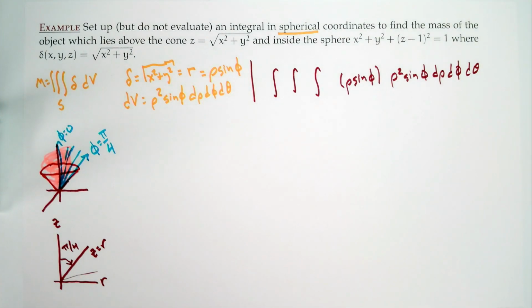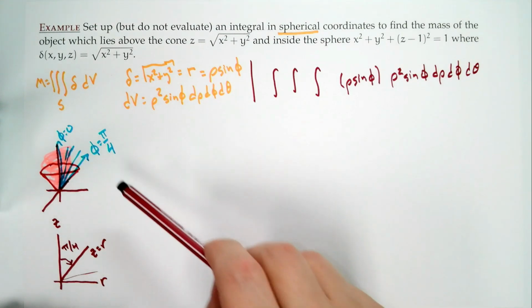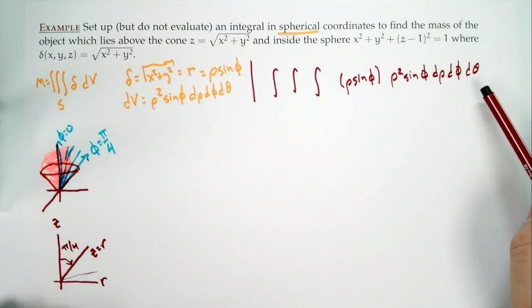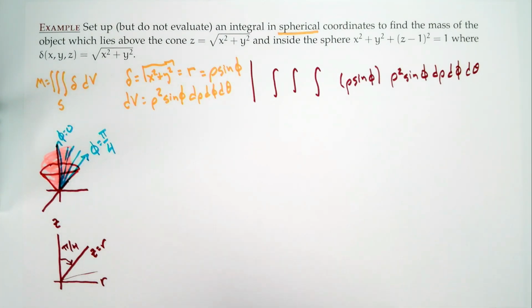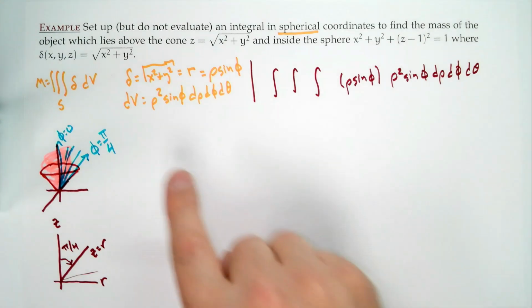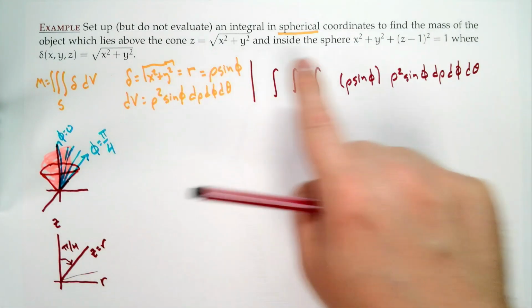Okay, so we know a couple of things. We know phi is going to go from 0 to pi over 4. We also know there's no restriction on theta, because we never say x has to be positive or y has to be positive. There's no restriction. Every time we see x or y, it's always of the form x squared plus y squared.